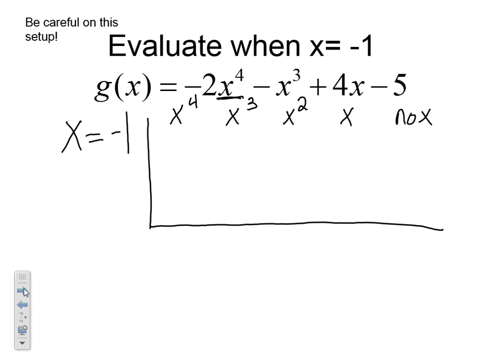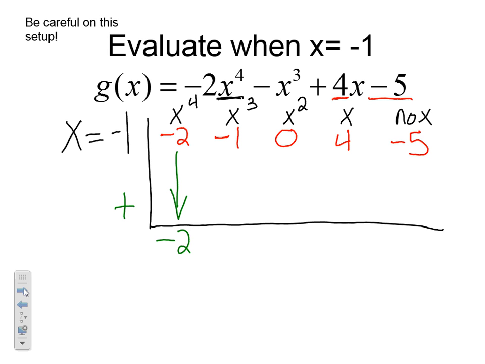So in front of x to the 4th, I have a negative 2. In front of x cubed, I have a negative 1. I don't have an x squared, so I'm going to put in 0. In front of my x, I have 4. And in no x, I have a negative 5. So I'm going to put that down. Now to get this started, very, very important, we're going to be adding, and you have to drop it. Drop that first one. So we just drop it right down, and it's negative 2. Now we can get started.